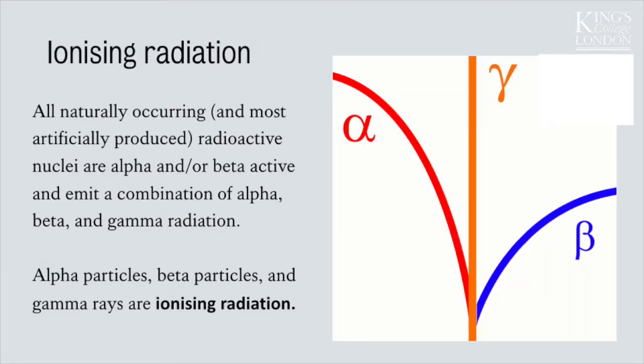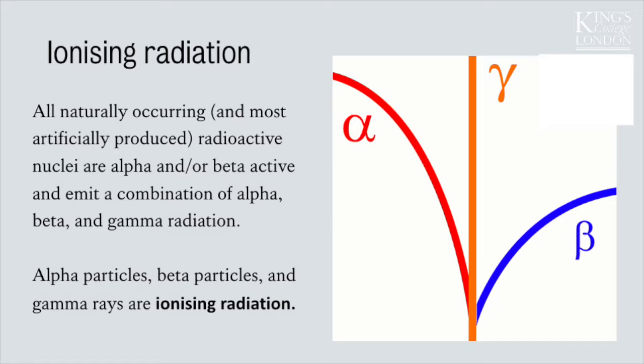All naturally occurring radioactive nuclei emit radiation, and they do this in three main ways. They emit a combination of alpha, beta, and gamma radiation. In this video, I will talk about what alpha, beta, and gamma radiation are, and I'll give you some idea of their different physical characteristics.